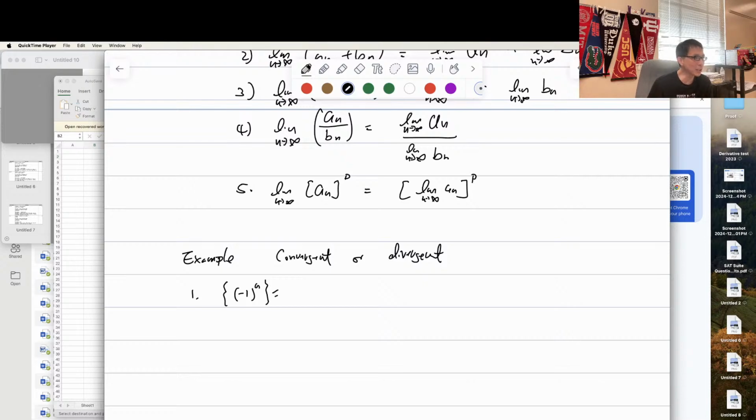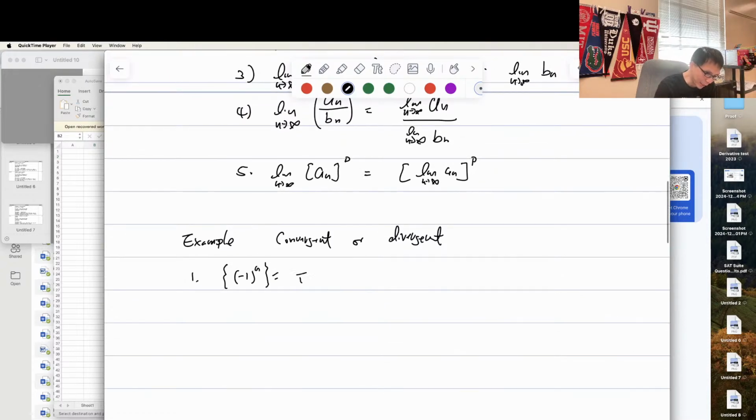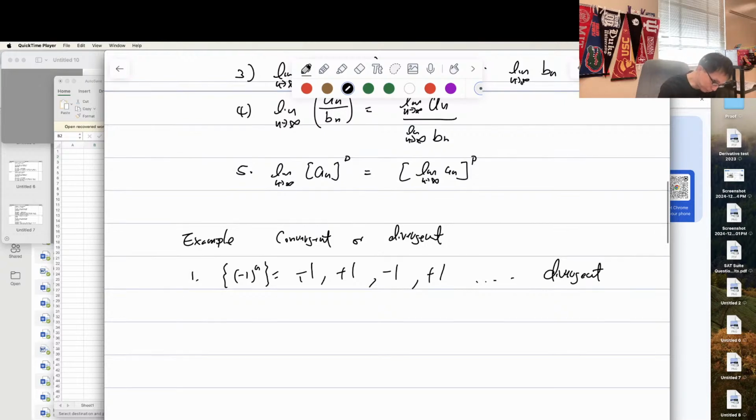Because it does not go to a certain number. You've got -1, then +1, then -1, then +1, so it's going to be undecided. So it's divergent. You cannot confine it to a value, right?